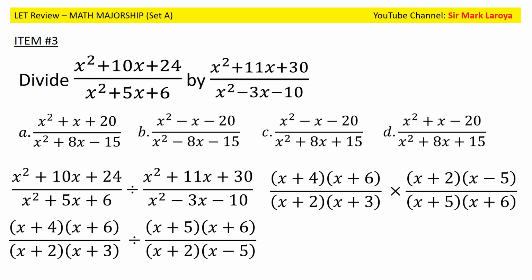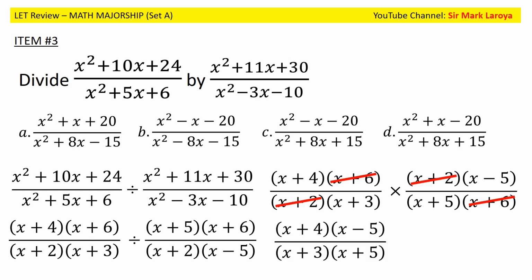So as you can see here, makikita natin na may mga common factors o yung mga binomials na pwede nating i-cancel kasi nag-a-appear sila pareho sa numerator at denominator. So, x plus 6 will be cancelled out, as well as x plus 2. And so, ang matitira na lang sa ating numerator ngayon kapag pinerform natin yung operation, this will become now x plus 4 times x minus 5 all over x plus 3 times x plus 5. So, yun na yung dalawang binomials na matitira sa numerator at ganun din sa denominator.